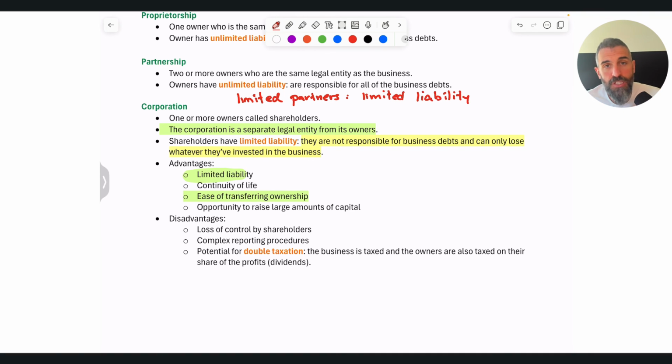And then the potential for double taxation. Double taxation is basically, again, related to the separate entity between the owners and the company. Since they're separate entities, the company will be taxed, right, on the profit that it makes. And then if the owners take any money out for themselves, aka dividends, they're also going to be taxed because they're separate. So we call that double taxation.